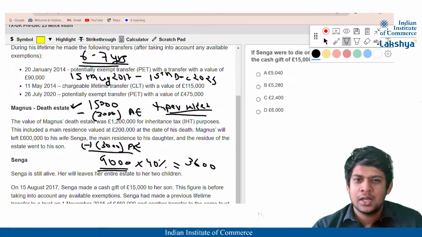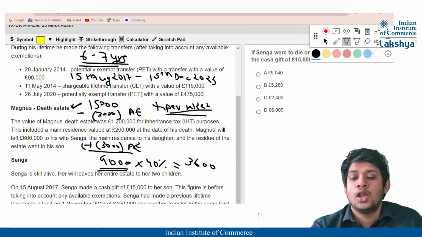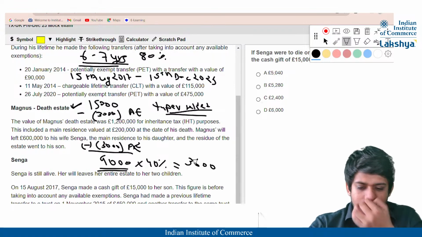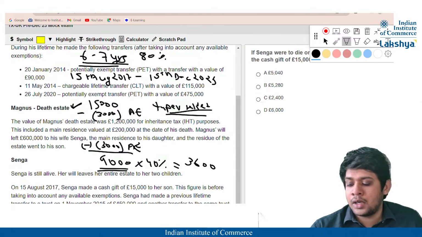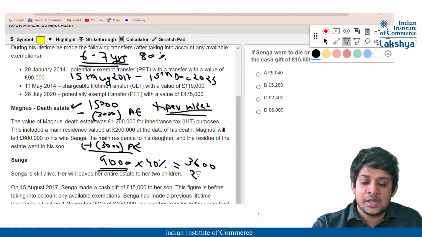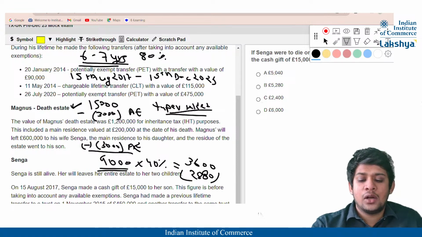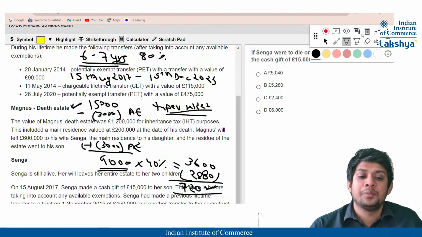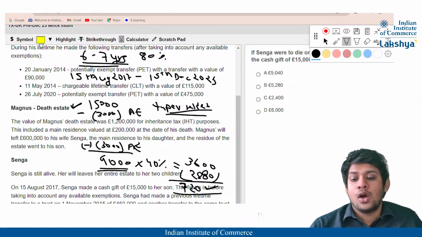So when it is within the category of 6 to 7 years of taper relief, you will get 80% taper relief from your total liability. Your total liability is 3,600. From this, 80% is deducted as taper relief. So 80% is 2,880, an additional exemption you get as taper relief, and only the remainder 720 will be chargeable. So only 720 is chargeable, guys, if she makes a gift to her son on 15th August 2017 itself.